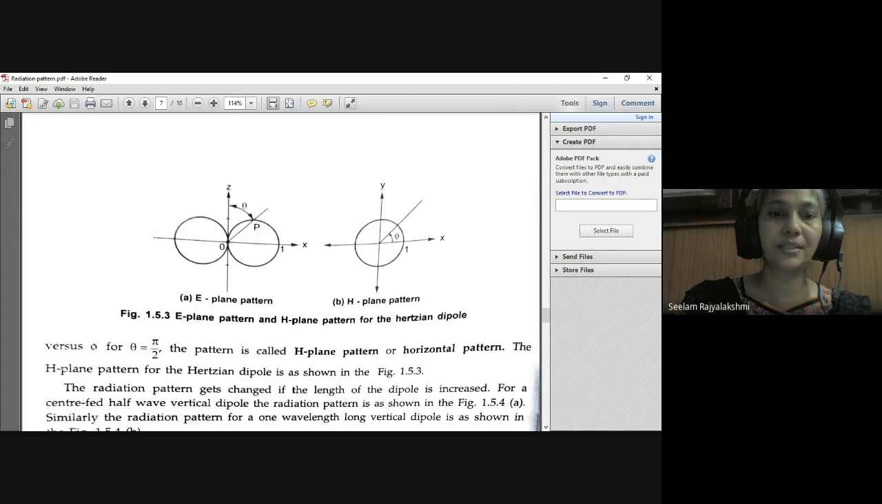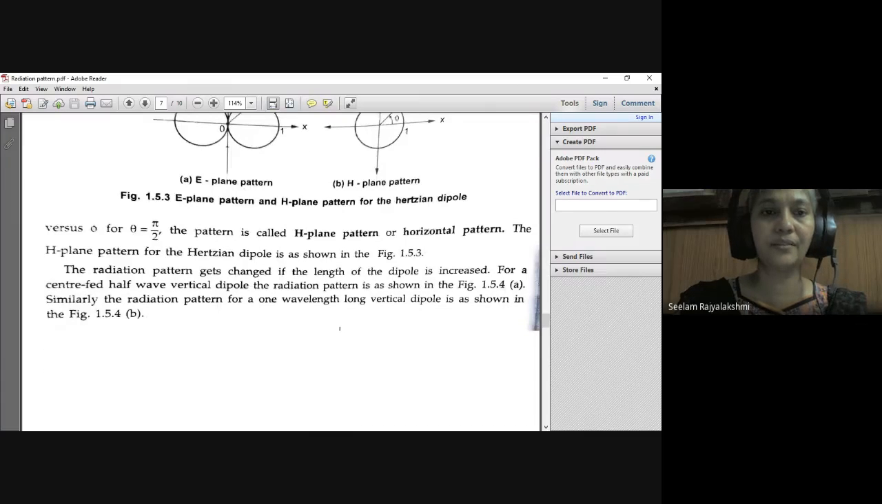So here is the normalized field strength versus theta with constant phi. In this diagram we can observe the constant phi, and here we can observe where phi varies, as we have already seen. The radiation pattern changes if the length of the dipole is increased. When the length of the dipole is increased, the radiation pattern changes.